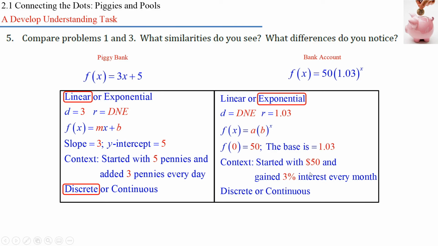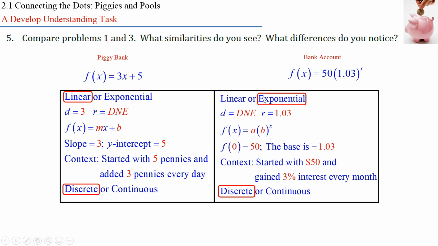All right, but remember, if I withdraw my money before the end of the month, I don't get my interest. So we consider this one discrete as well. Very good. Now look at similarities and differences.